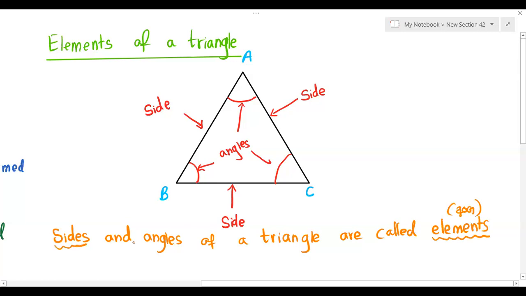Sides and angles of a triangle are called elements of a triangle.